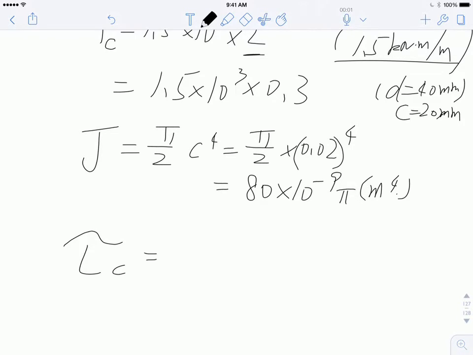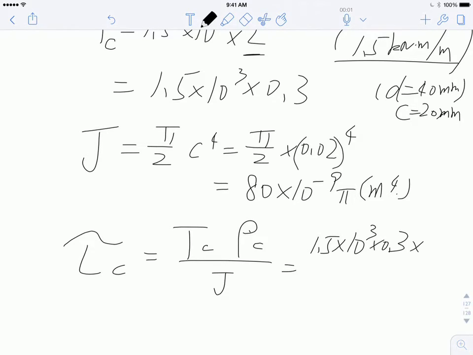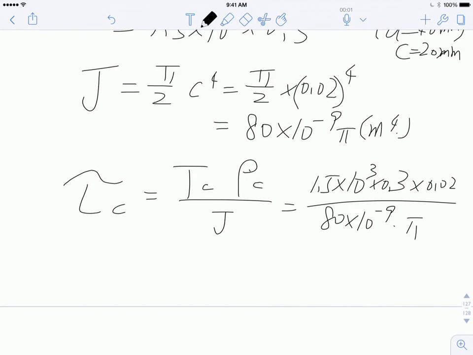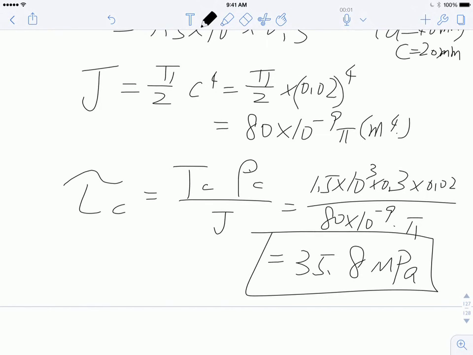Using our equation, tau C equals T_C times the distance, let's say rho C, which is exactly the radius c, because it's on the outside. So 1.5 times 10 to the 3 times 0.3, that's my torque. And then the radius is 0.02, right? 20 millimeters. And then the other one is 80 times 10 to the minus 9 times pi. That's my polar moment of inertia. Use your calculator to calculate your answer: 35.8 megapascal. That is the answer. Easy, right?